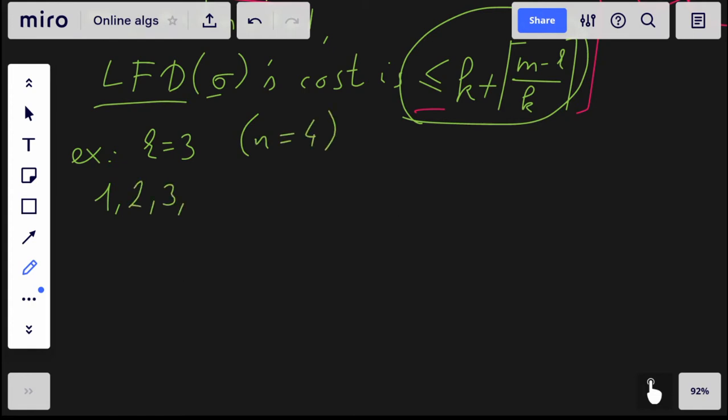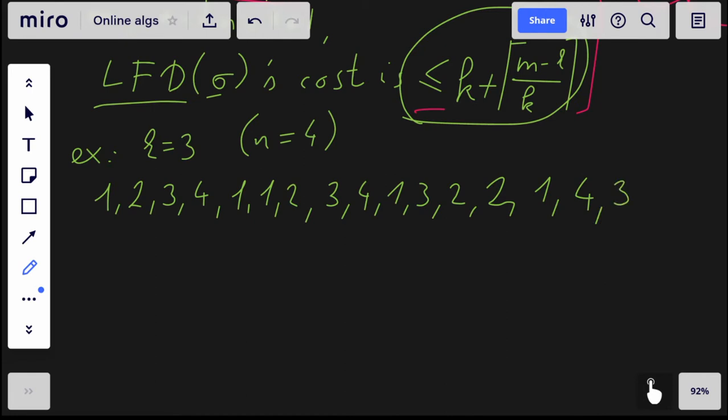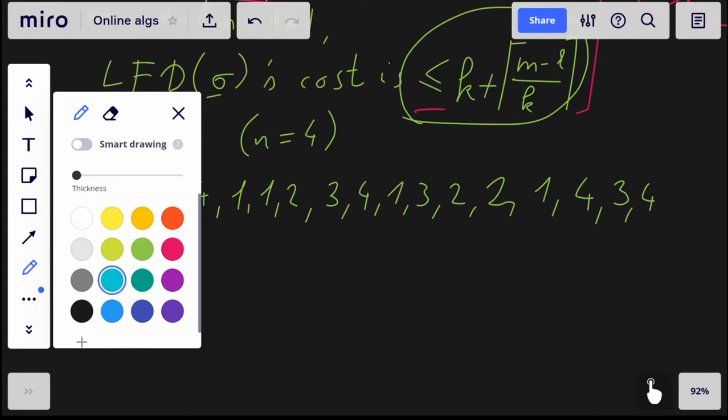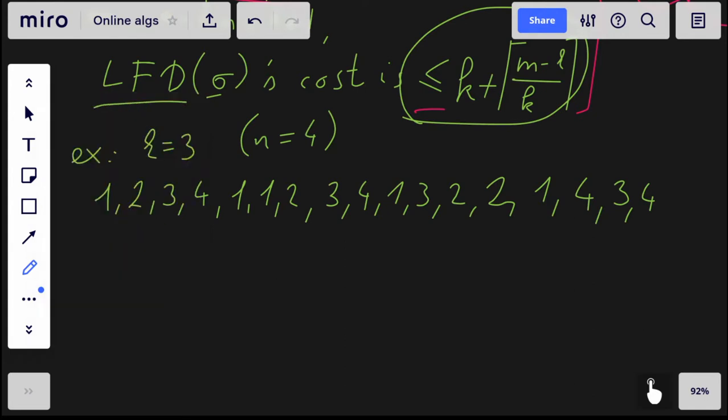okay, so let's start with 1 2 3 4 1 1 2, 3 4 1 3 2, 2 1 4, 3 4. That will be enough. So what happens if we run the longest forward distance algorithm on this particular input? Here the cache is empty. I'm only writing down the cache contents. So it's 1, it's 1 2, it's 1 2 3, right?